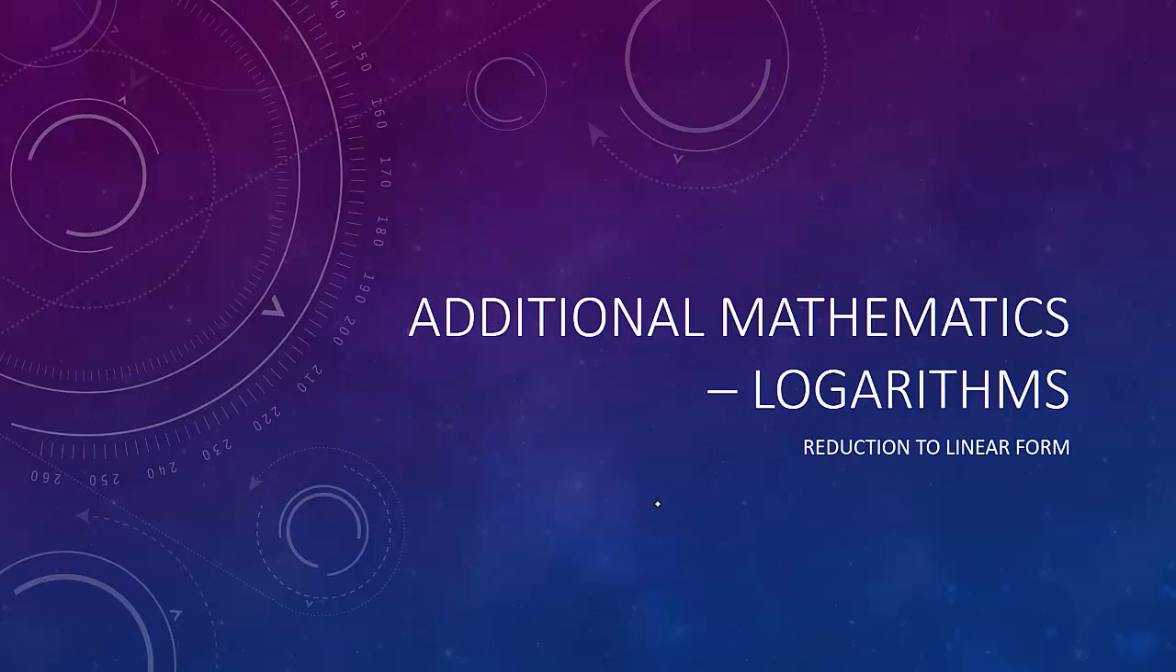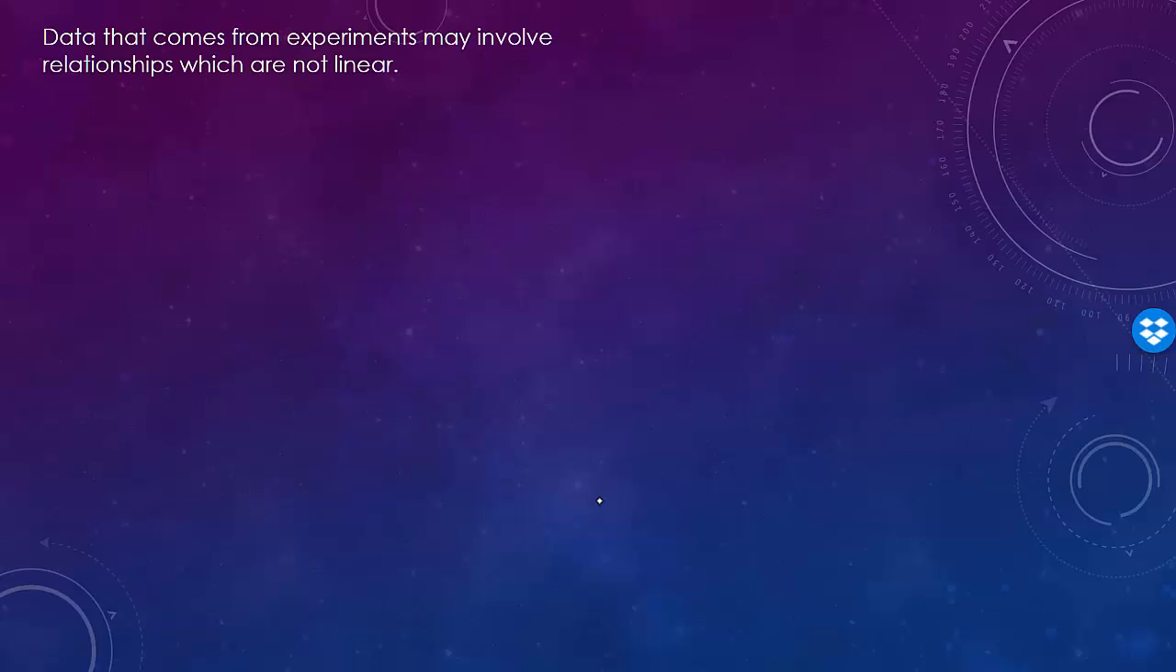Reduction to linear form. Data that comes from experiments may involve relationships which are not linear. We're going to look at three cases.